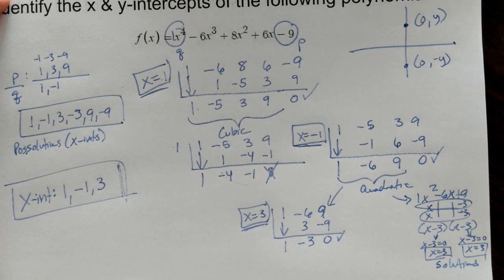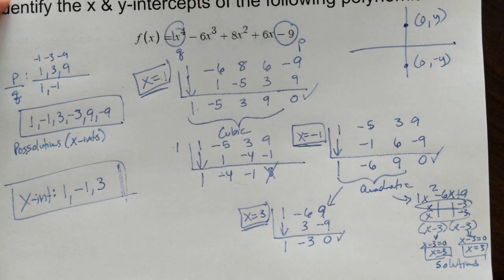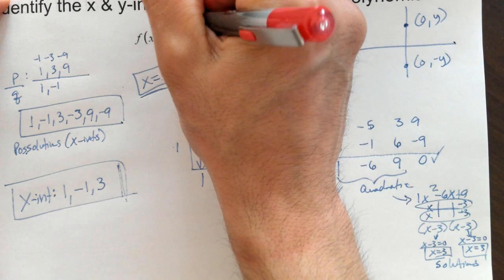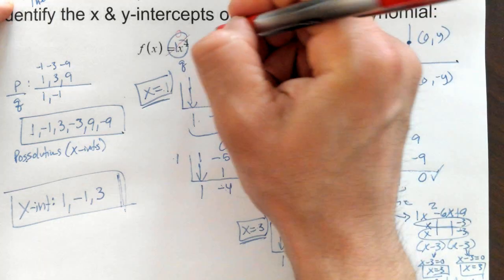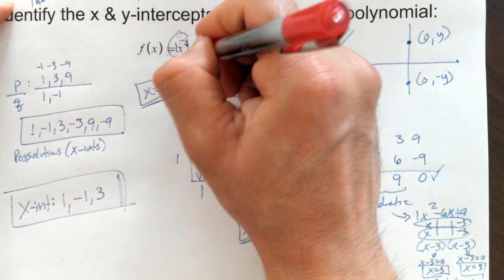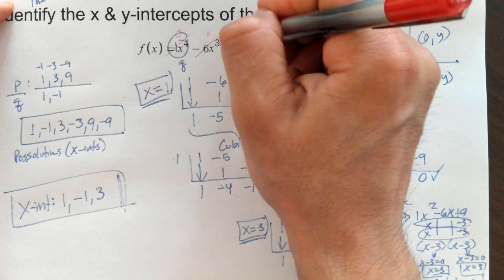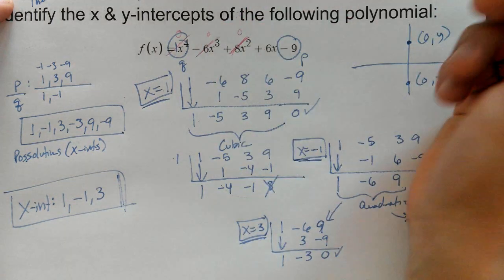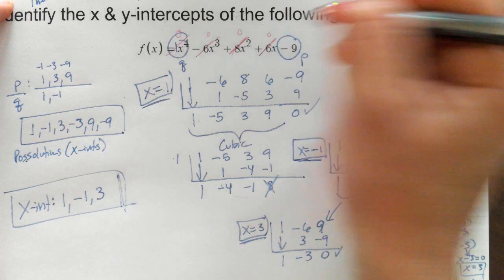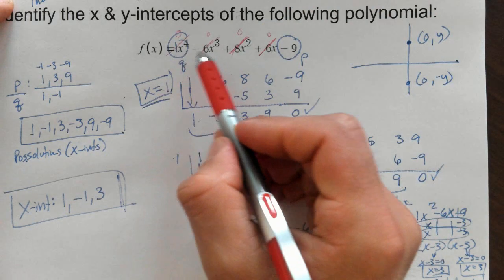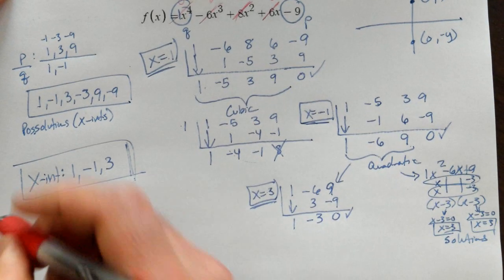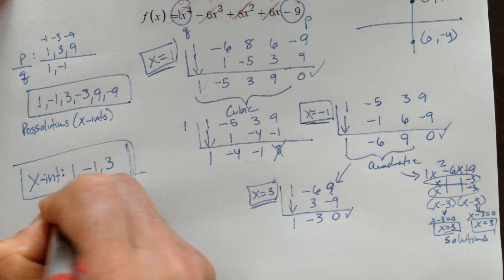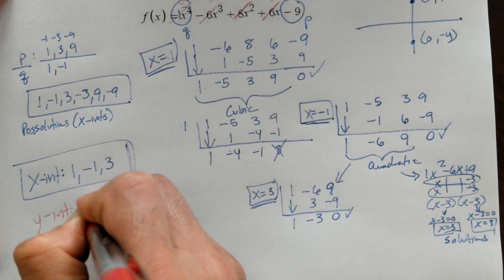So if we plug in 0, let's switch pens here. If I plug in 0 for x here, I'm going to get 0 to the 4th power. That goes to 0. 0 to the 3rd power also gives me 0. 0 squared gives me 0. 6 times 0 gives me 0. Right? 0 minus 0 plus 0 plus 0 minus 9. The y-intercept is negative 9.